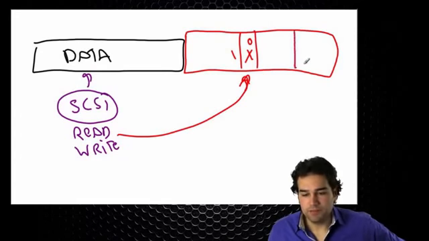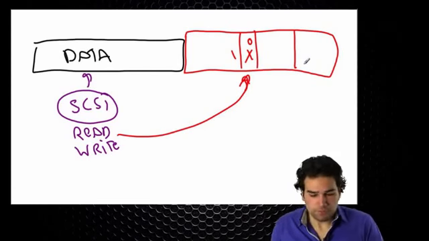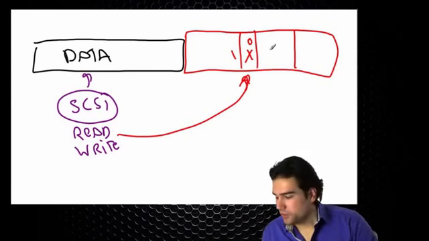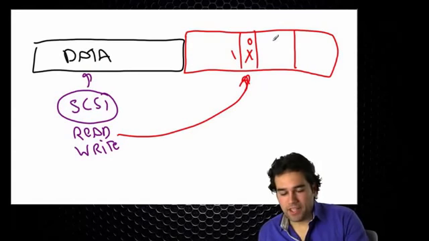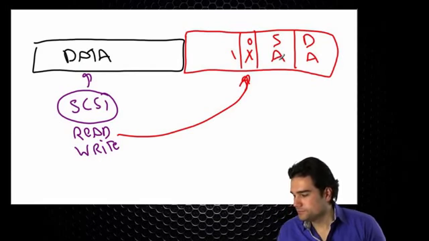In front of the exchange ID, I have two numbers. I have a destination address and I have a source address.